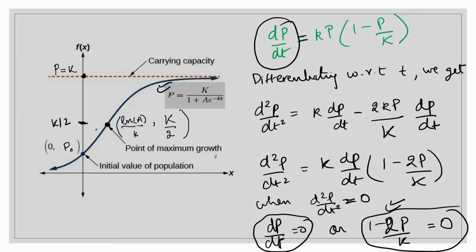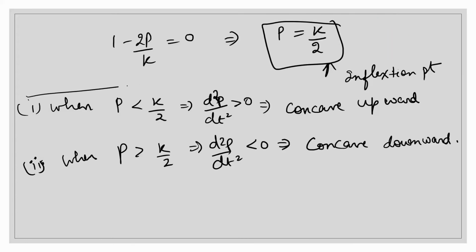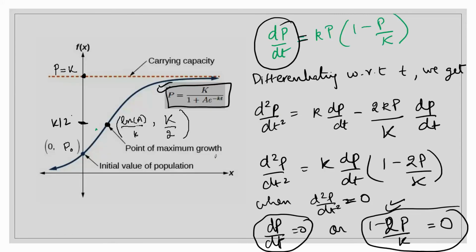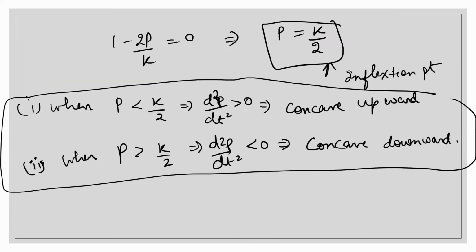So this plot is for this function, right? And if you see this, it is showing that my graph will be concave upward below this population K by 2 and it is concave downward after this population. So this is the point of inflection. This is the point of inflection. And why is this important? Because this is giving you an important analysis.